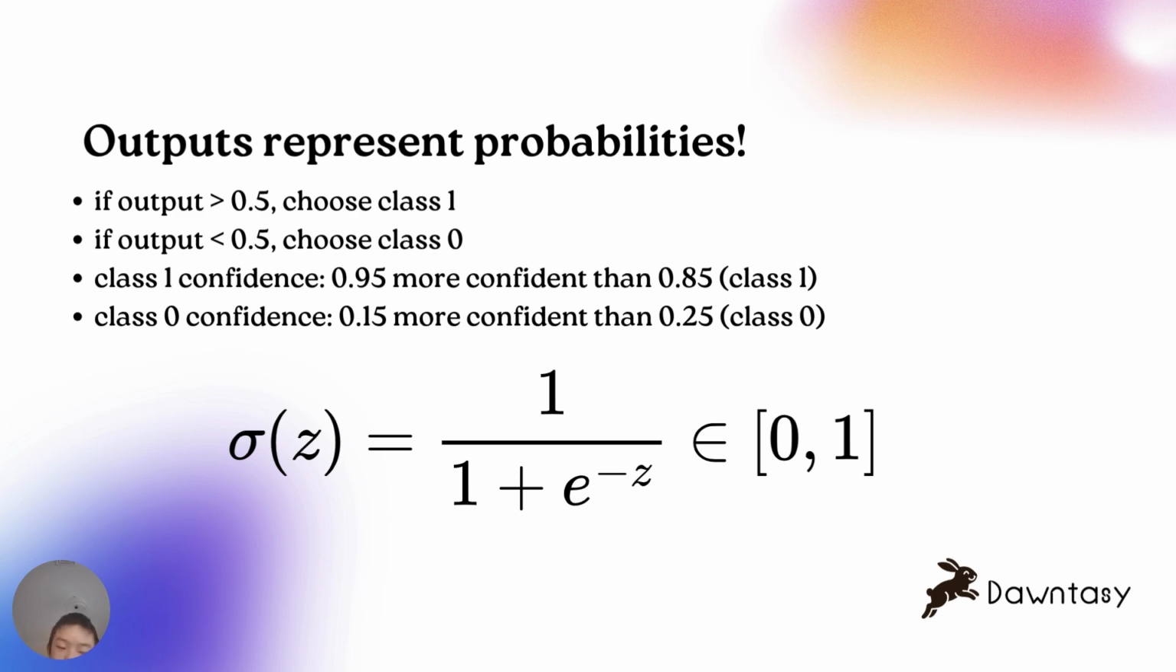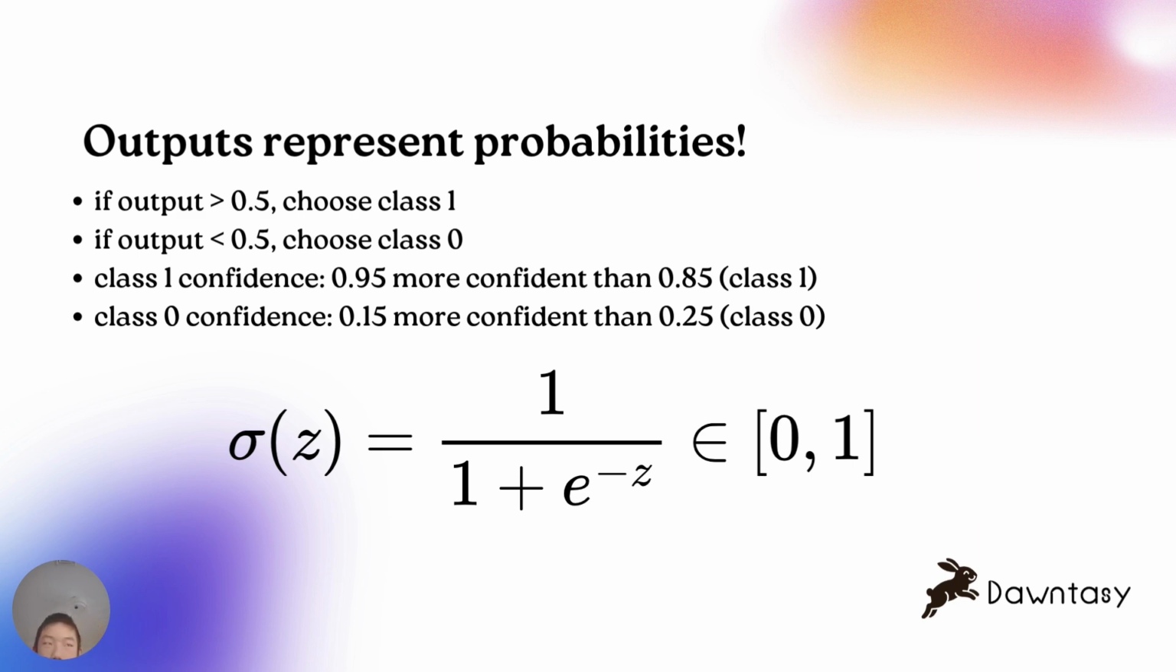For instance, let's say 0 was not spam, and then class 1 was spam. If the output is greater than 0.5, for instance, if it's 0.7, 0.9, then it's closer to class 1, so we can just classify that as spam. Meanwhile, if it's less than 0.5, we can just choose not spam, right? Because it's closer to that one.